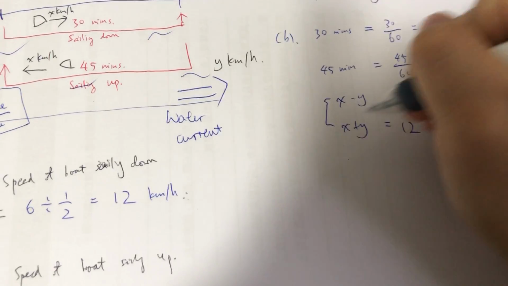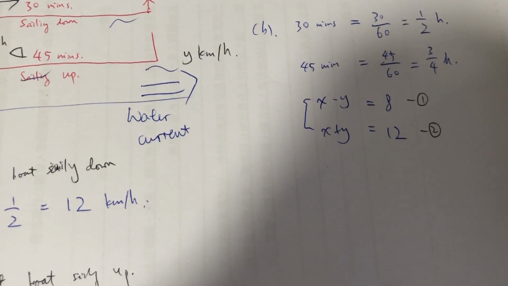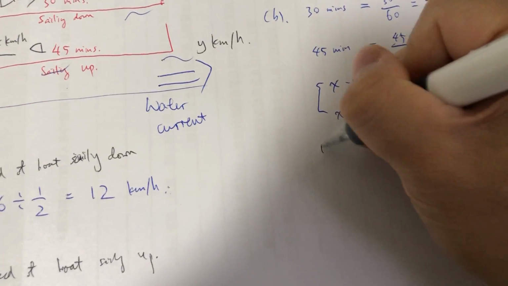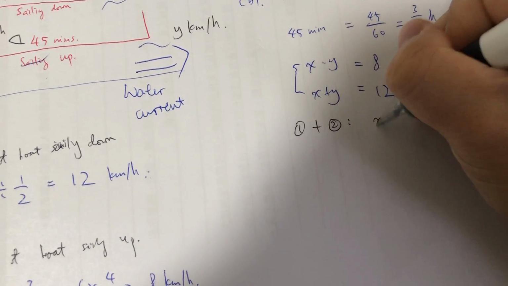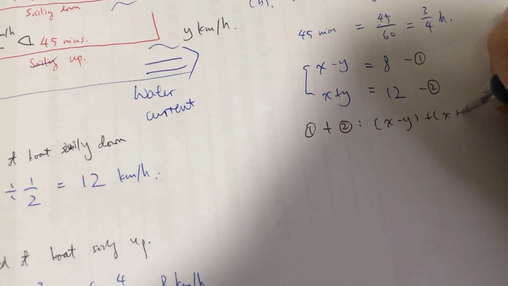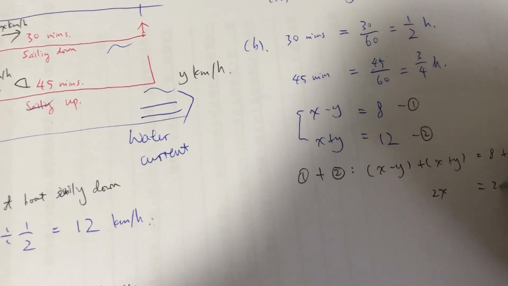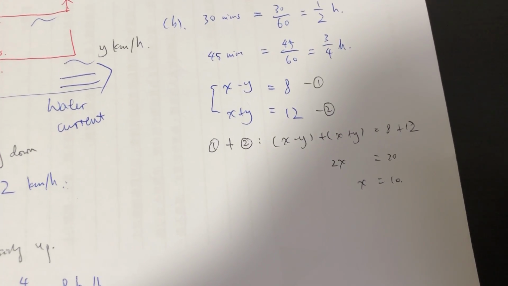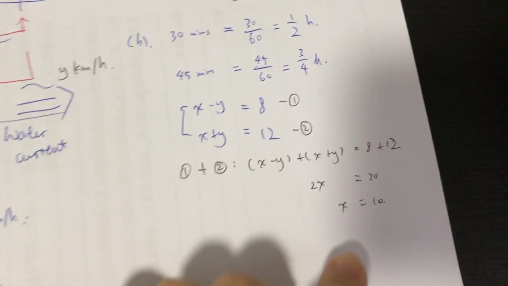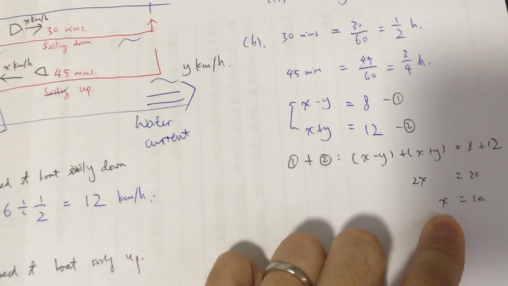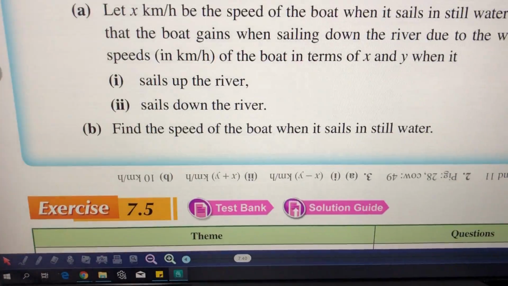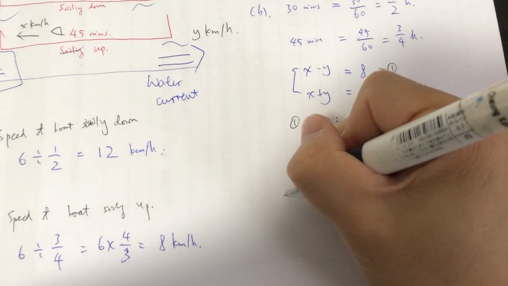So this time I try to add them up because the coefficients of x and y are both 1. Alright? And then x represents the speed of the boat, and the question only asks you for the speed of the boat, so you can stop your calculation here because I've already found the answer.